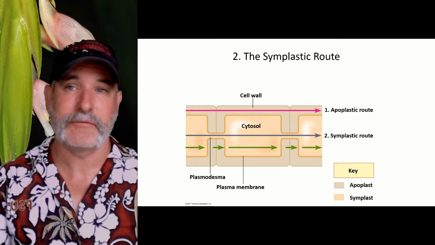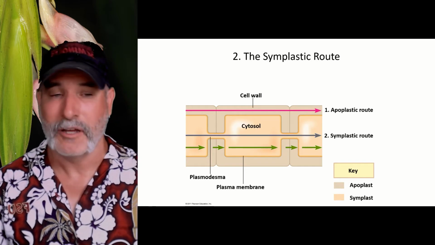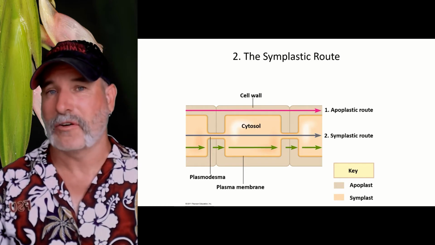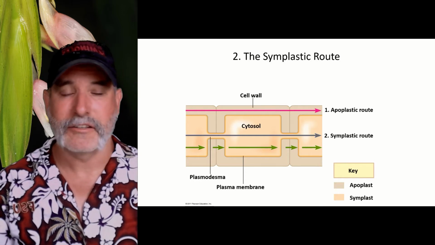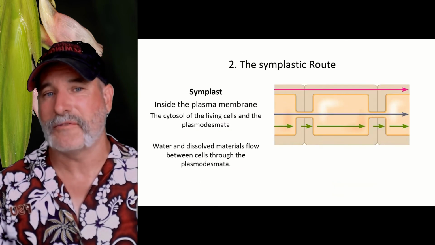So you create this little channel between the two cells, and this allows water and minerals to pass through. It also allows the complete exchange of the cytoplasm. You can also exchange chemical signals in addition as well. And the symplastic route just isn't quite as fast.